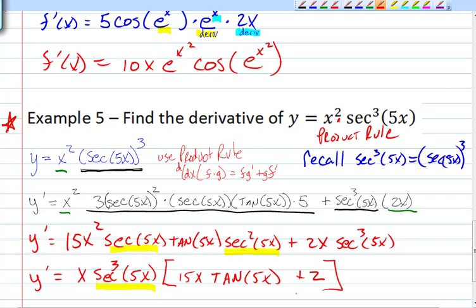And why would I want to factor that out? Because when I set this derivative equal to 0 to find out where horizontal tangents are, I would like this thing factored as much as humanly possible. Because then I just set each factor equal to 0 and solve for x. And that wraps up the chain rule.